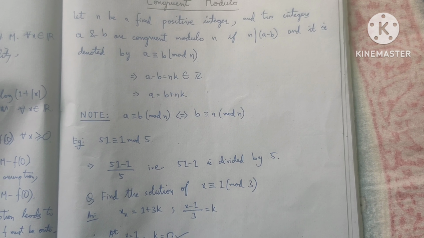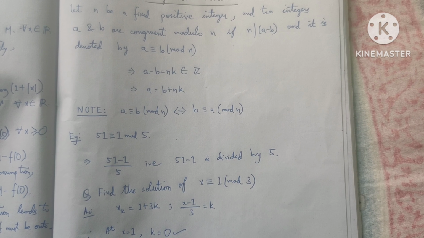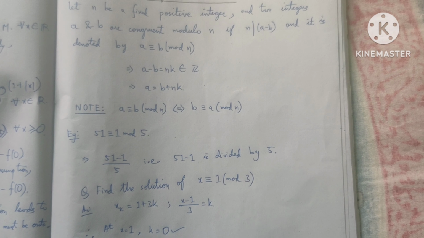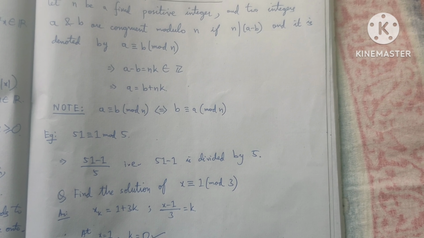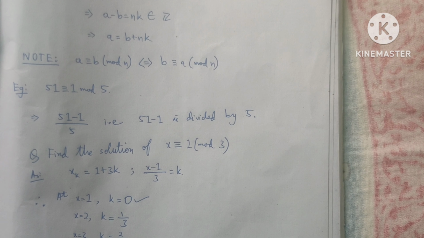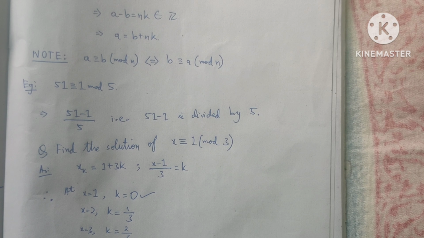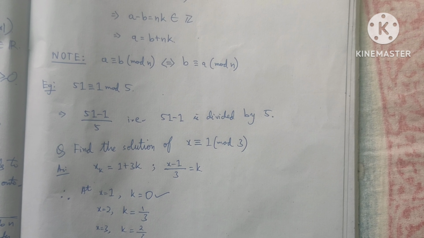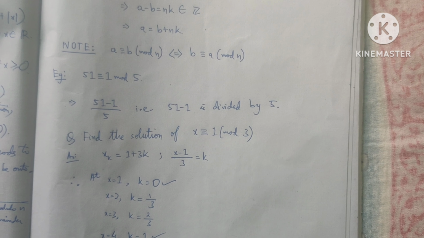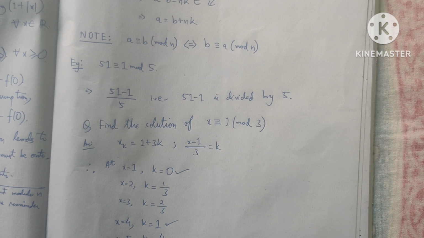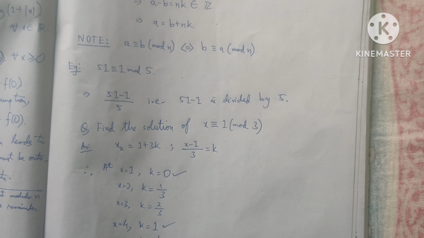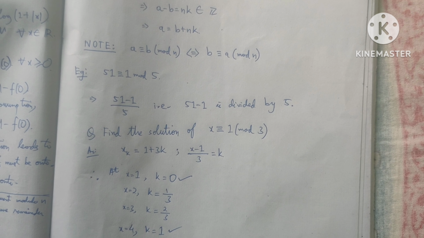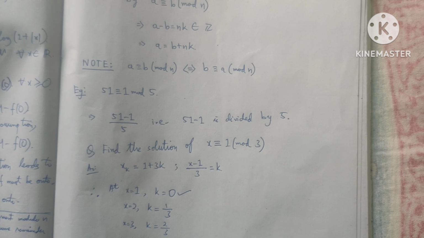As you can see in the example, 51 congruent 1 mod 5. Then 51 minus 1 is divisible by 5, which is the same as the core concept: the same remainder when divided by modulus n. If we divide 51 by 5, the remainder will always be 1.